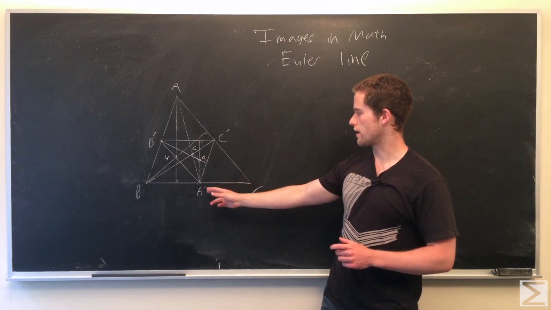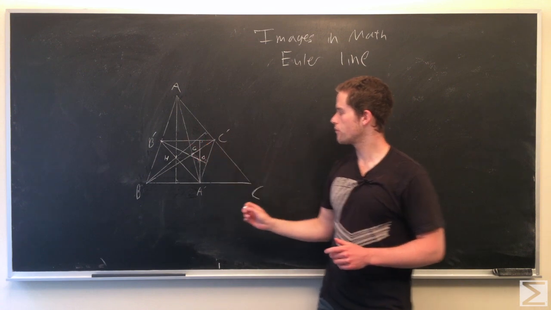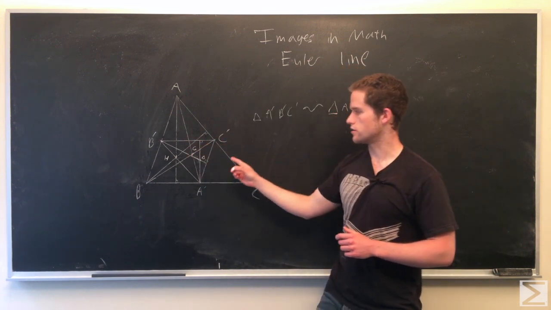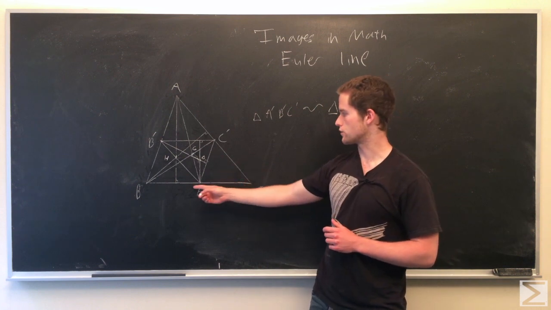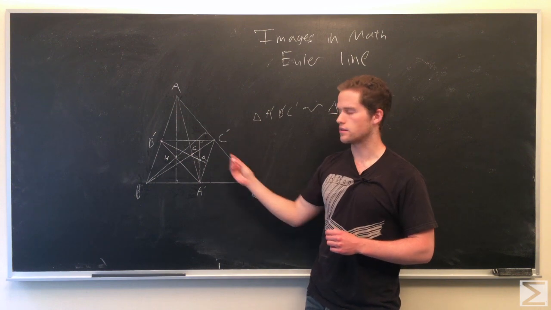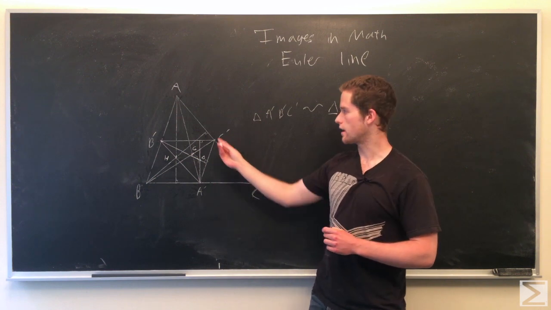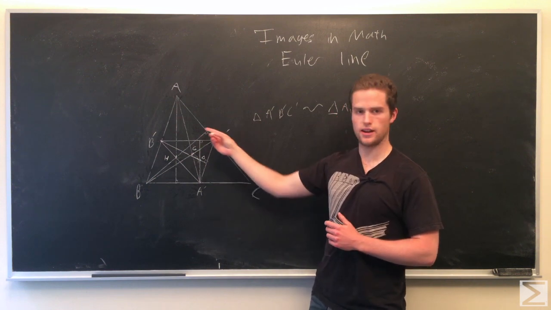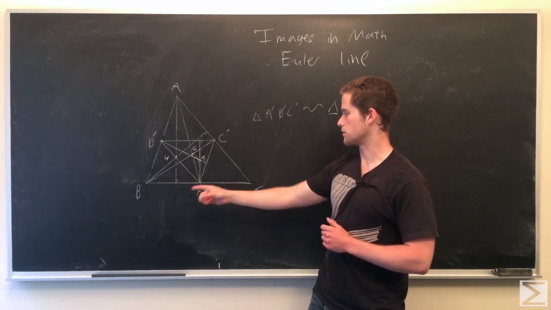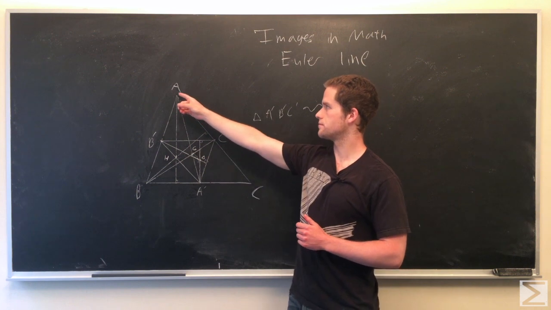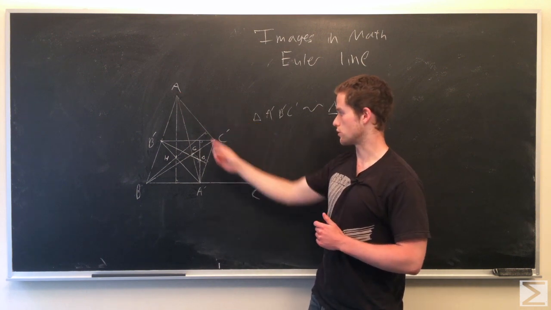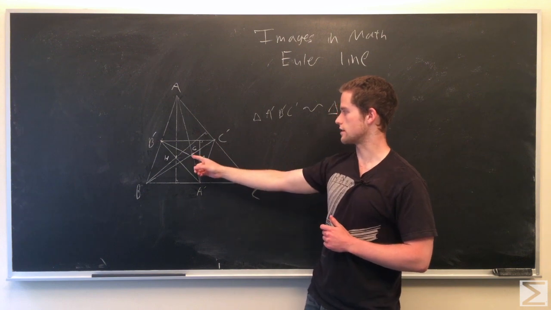So first, the triangle A prime, C prime, B prime. This triangle is created by just finding the midpoint of each side BC, CA, AB, and drawing the three lines between these three points. Note that since A prime is the midpoint of BC, it's on the median from A going to BC. So in fact, it goes through the centroid. The centroid is labeled G.